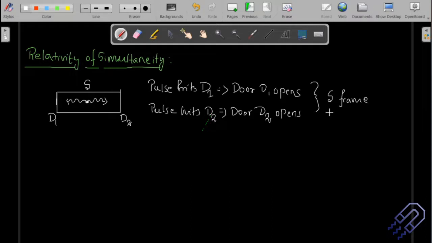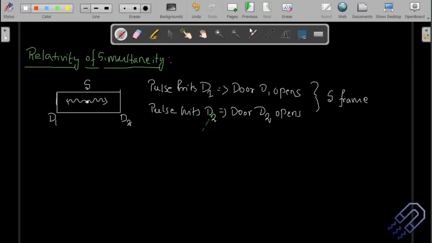Okay, you're inside it. Whatever you want to consider, you can consider the S prime frame also. The only thing is you should be in that frame of reference. That is important. So this is what happens in the S frame. Now let's imagine we have one more frame, maybe the S prime frame. In that, you are observing the motion. You are outside, and the box is moving with a velocity v.